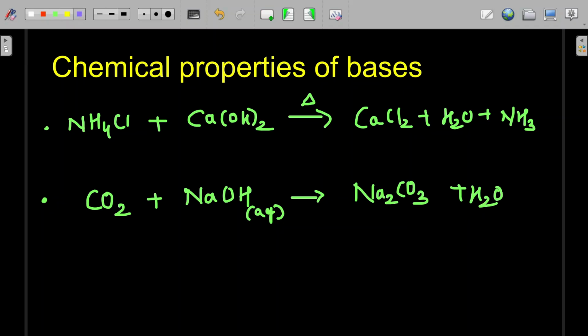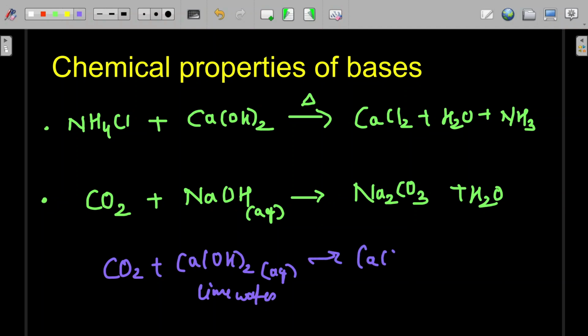This is your test for lime water, where you will use calcium hydroxide instead of NaOH. Calcium hydroxide is lime water. Lime water is actually calcium hydroxide dissolved in water, but it only partially dissolves. They shake it properly, let the solid settle down, decant the solution, and use that as lime water. Then you will get calcium carbonate, which is a milky substance, along with water. This reaction also we already know, and lots of other reactions keep coming in upcoming chapters.